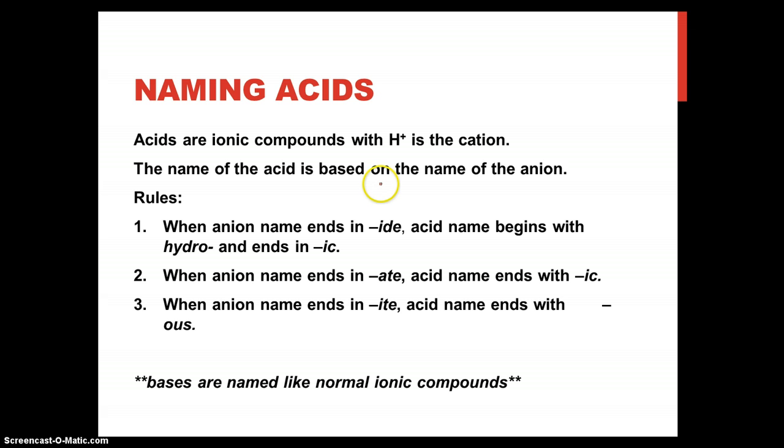So here are three rules. First, when the anion name ends in "ide", like chloride, bromide, sulfide, the acid name begins with hydro and ends in "ic". So you're going to take off the "ide" and replace it with "ic" and have a prefix of hydro. When the anion name ends in "ate", like nitrate, sulfate, phosphate, the acid name is going to end with "ic", so we replace the "ate" with "ic". And when the anion name ends in "ite", like sulfite, nitrite, chlorite, the acid name will end with "us", so we replace the "ite" with "us".